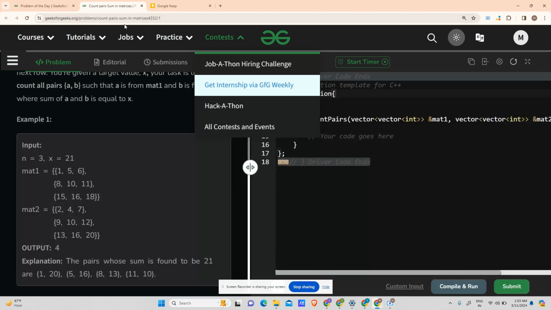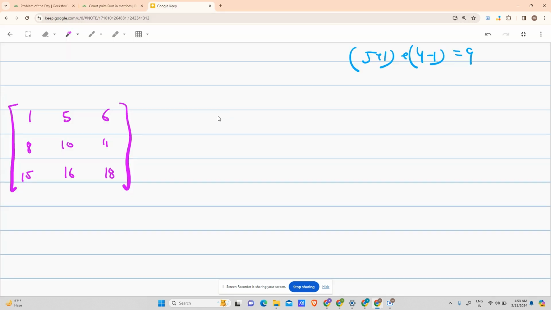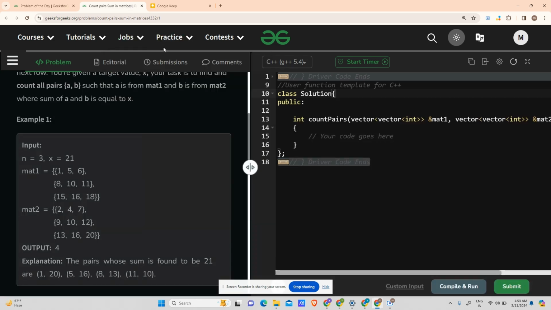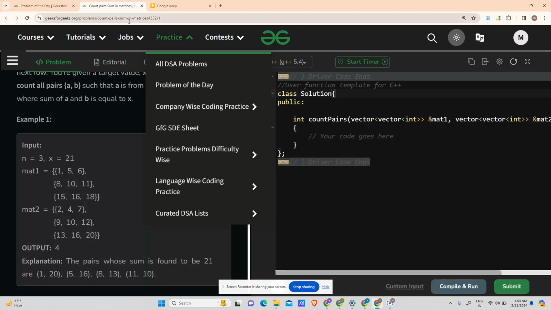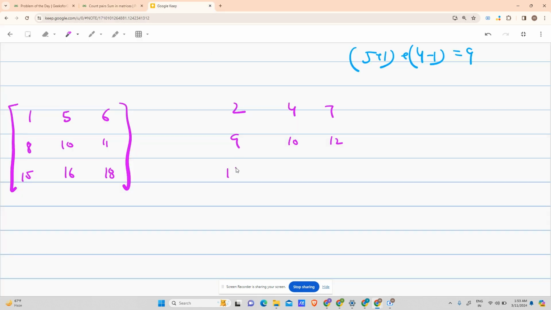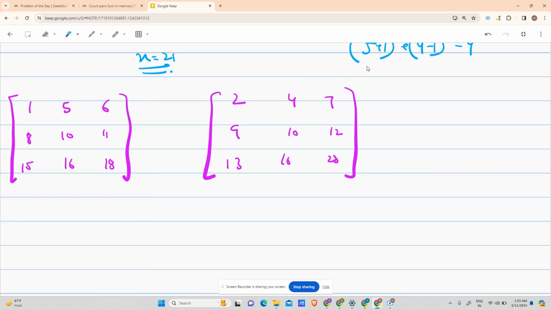What is my other matrix? My other matrix is 2, 4, 7, 9, 10, 12, and the last row is 13, 16, 20. So my x is 21. I have to find pairs giving me the answer of 21, right?